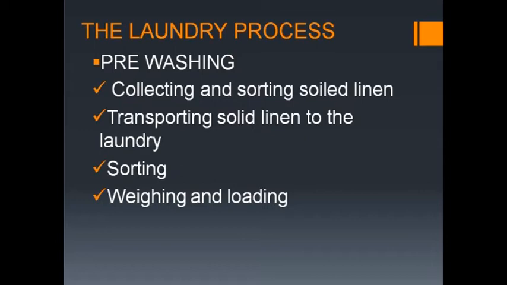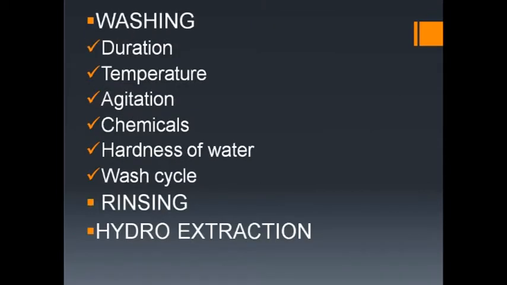After the sorting process, before loading into the washing machine, the clothes are weighed, because each and every machine has its own washing capacity. We need to keep in mind that the weight should not be more than the capacity, or else the machine will not work. So before loading onto the washing machines, we need to weigh the clothes according to the capacity of the washing machine.